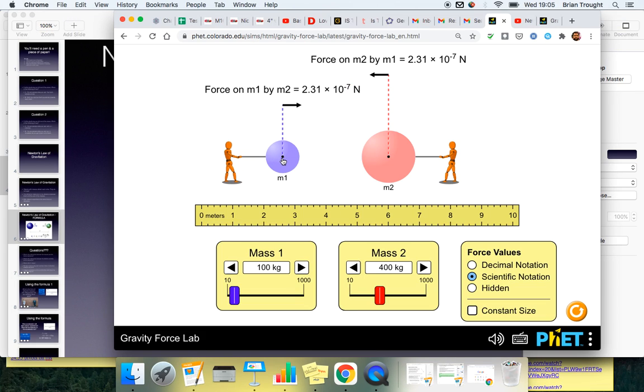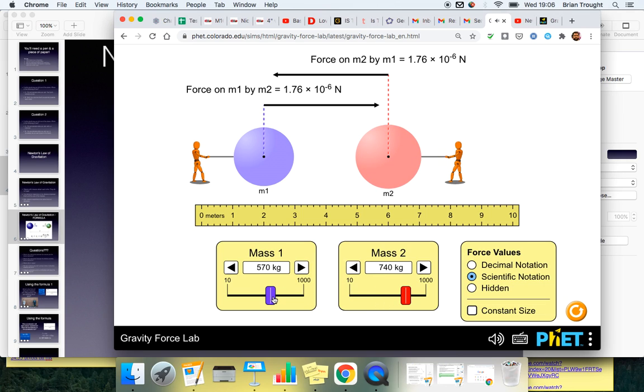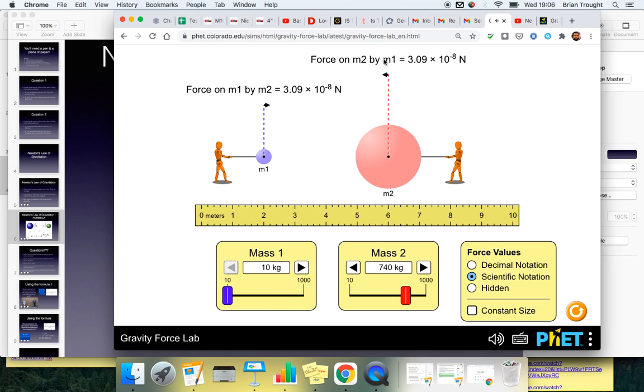Okay, let's put these back to where they were. And now let's vary the masses. So what Newton's law says is if I increase the mass of 1, the force of attraction should increase as well. We can see that happening. And it doesn't matter what the masses are of each of those. The force of attraction is the same on both of those values.